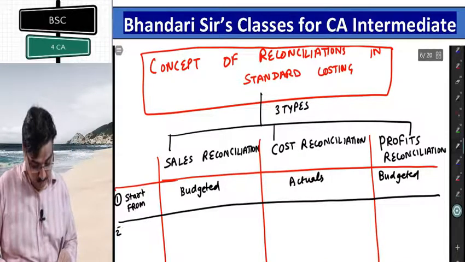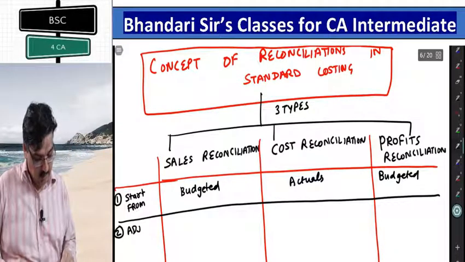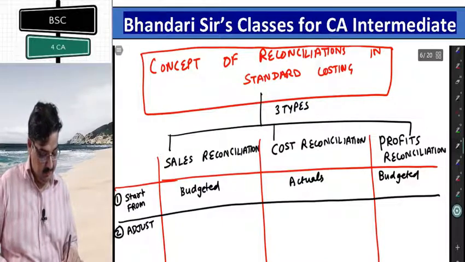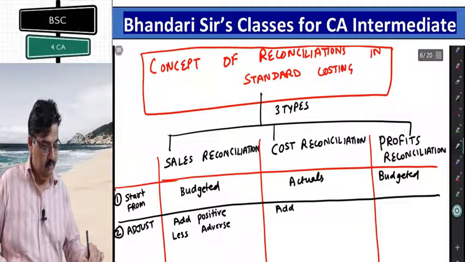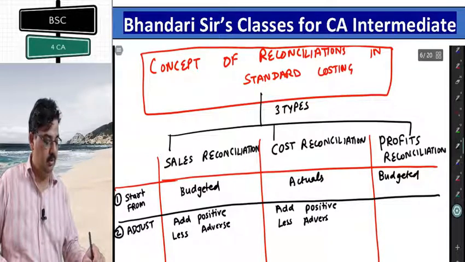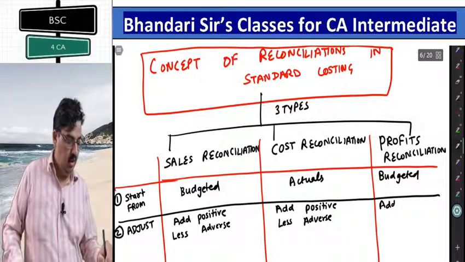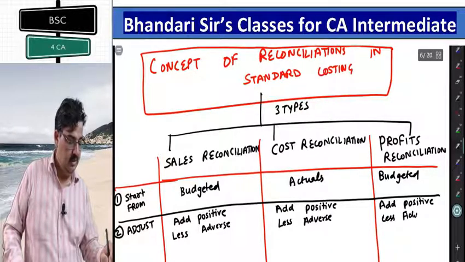Number two, adjust. Add positive, less adverse. Same here, add positive, less adverse. Same here, add positive. Positive means favorable, less adverse.